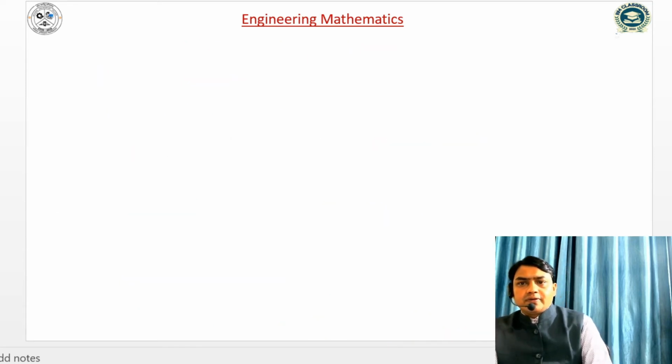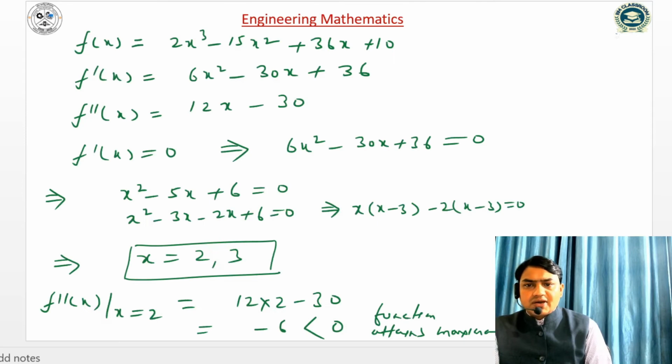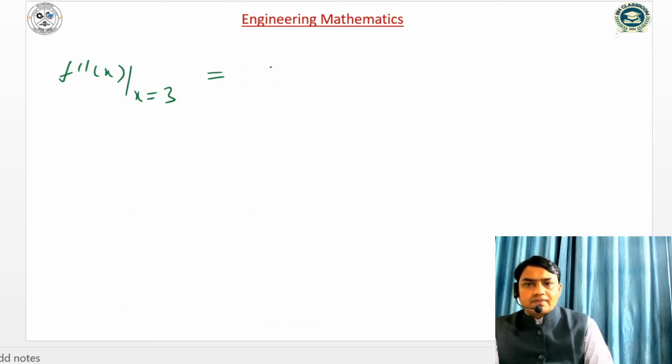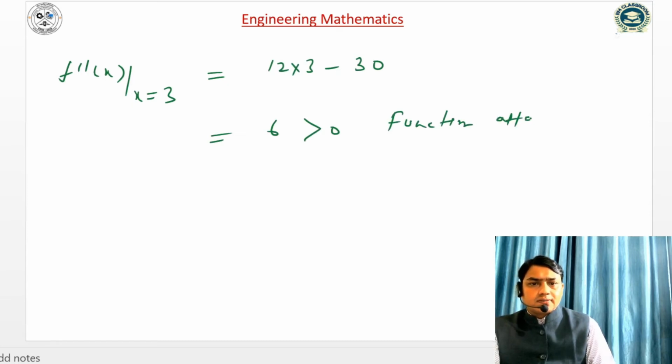Similarly, f double dash x at x is equal to 3. If I compute, the double derivative is 12x minus 30. So 12 into 3 minus 30. So it will be plus 6, greater than 0. So function attains minima at x is equal to 3.